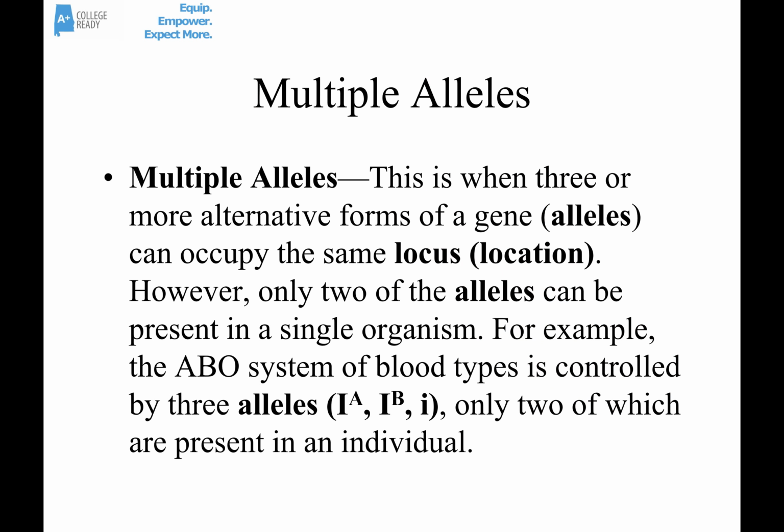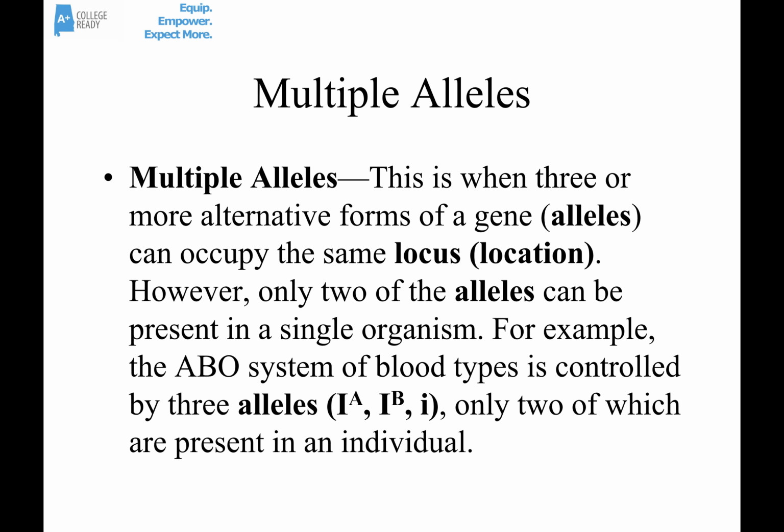Another example of non-Mendelian inheritance is the presence of multiple alleles for a particular trait. In Mendelian inheritance, there were two alleles for each trait. For example, there was a tall allele and a short allele, or a purple flower color allele and a white flower color allele. But what scientists have found in some situations, there can be more than two different alleles for a particular gene. More than two different alleles that lie at the same locus or location. Each organism only gets two of those alleles, but there can be more than two different possibilities.